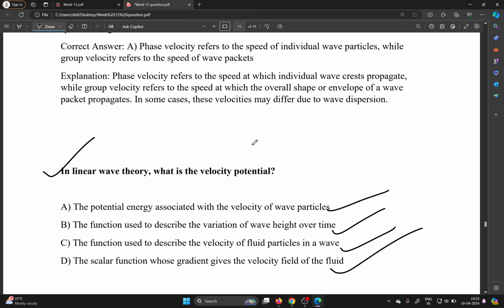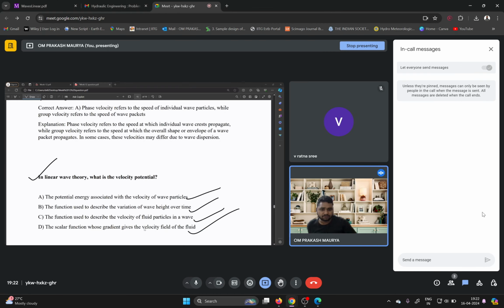Which option is correct for this question? So if you want to give answer, please within 2 minutes try to give the answer. You can write in the chat box whether option A, B, C, D is correct.